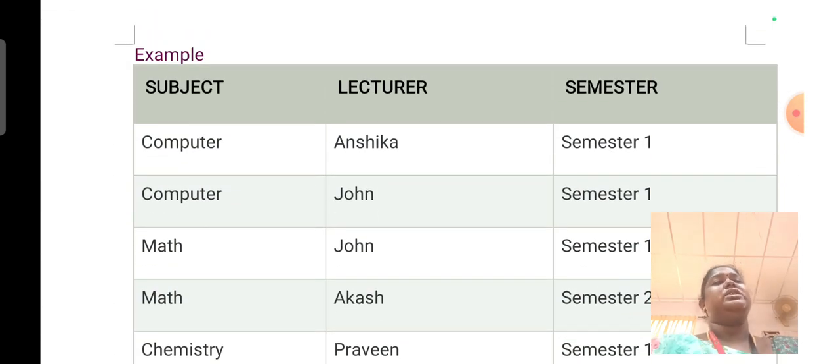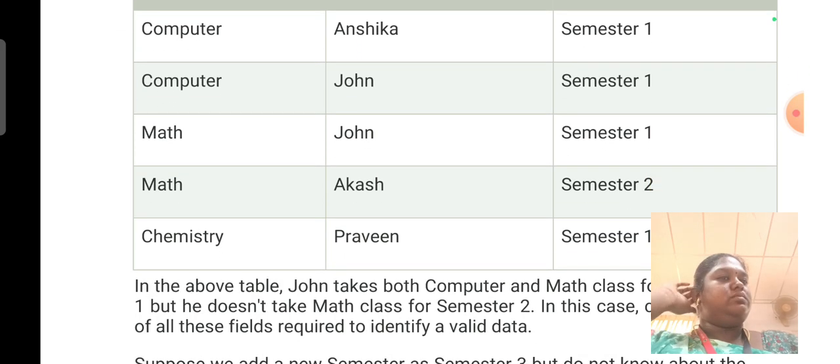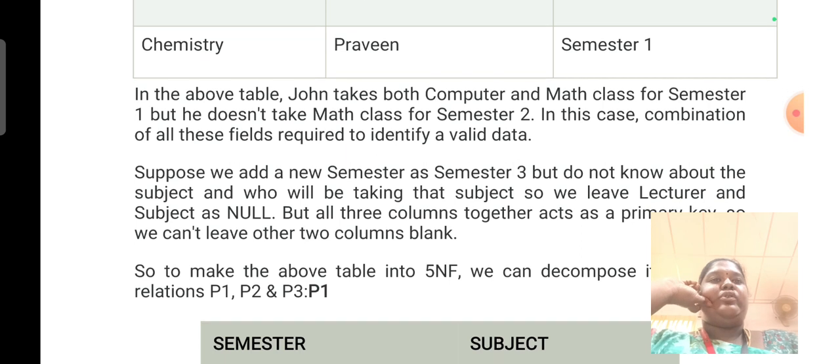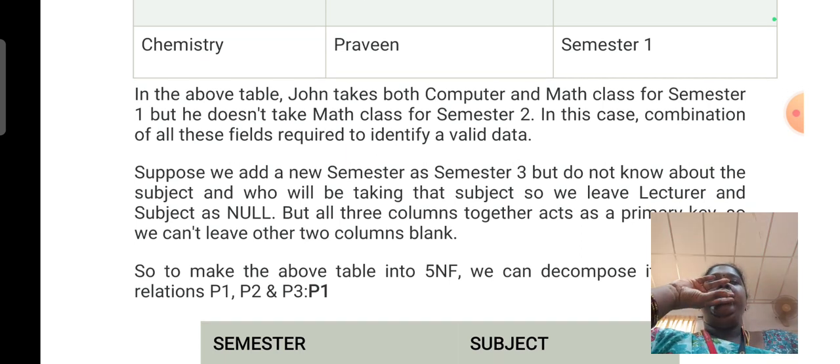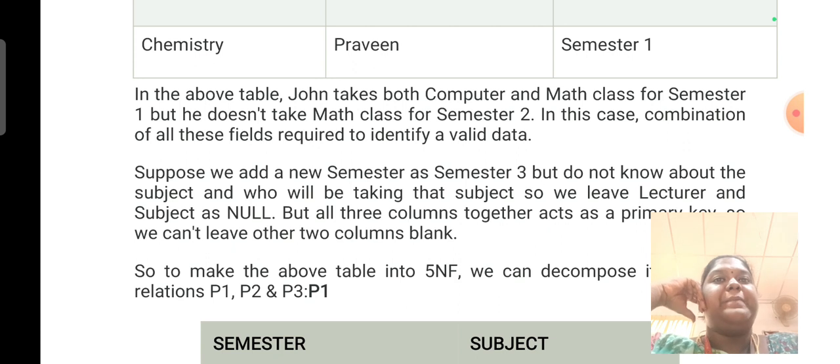If you are having a table here: subject, lecture, semester. In the above table, John takes both computer and maths classes for semester 1, but he does not take maths classes for semester 2. In this case, a combination of all these fields is required to identify valid data. Suppose we add a new semester, semester 3, but do not know about the subject and who will be taking the subject. So we leave lecture and subject as null.